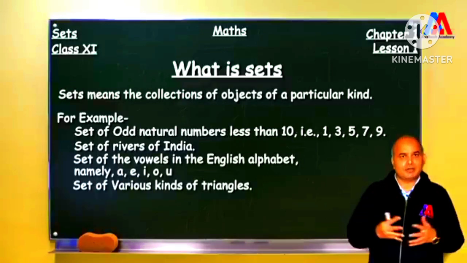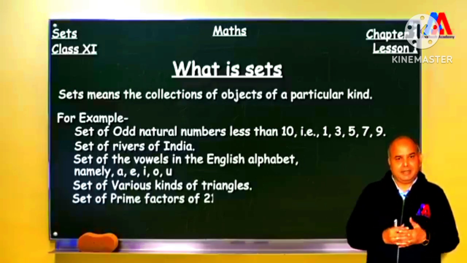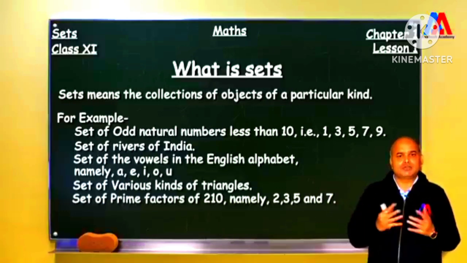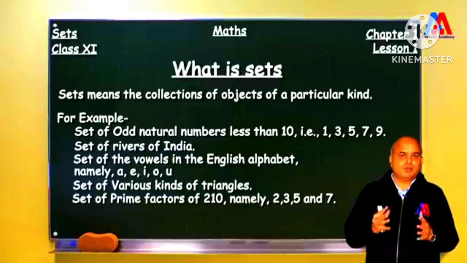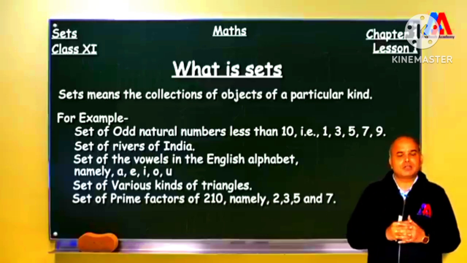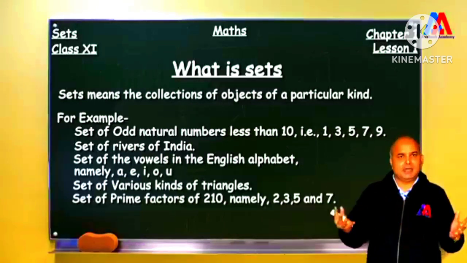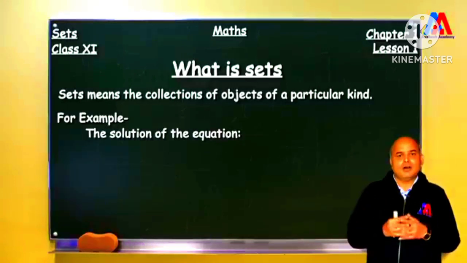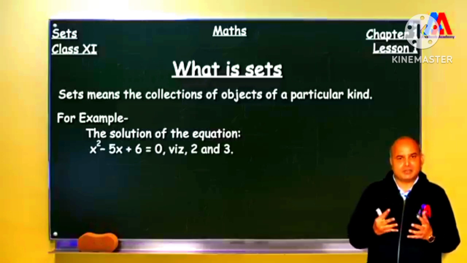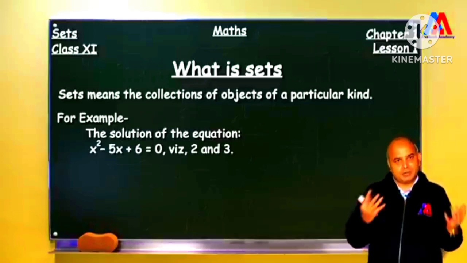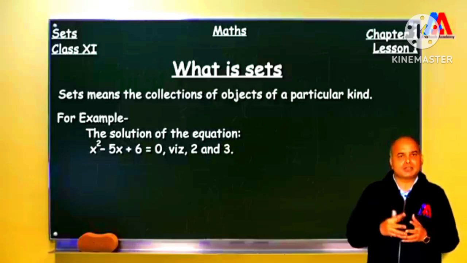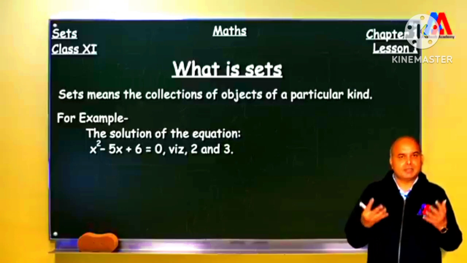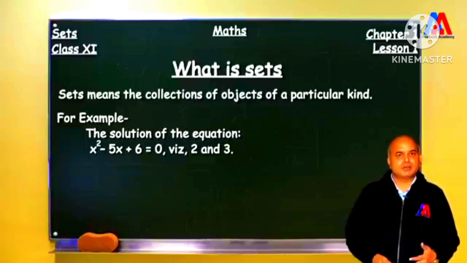We can have another set, for example, the prime factors of 210. If we factorize 210, we get the set 2, 5, 3 and 7, because these are the different prime factors of 210. Other factors will be even numbers, and those we will exclude. In the same way, for the solution of the equation x square minus 5x plus 6 equal to 0, if we solve this equation we get 2 solutions, 2 and 3. If we write 2 and 3, that becomes the set of solutions of this particular quadratic equation.